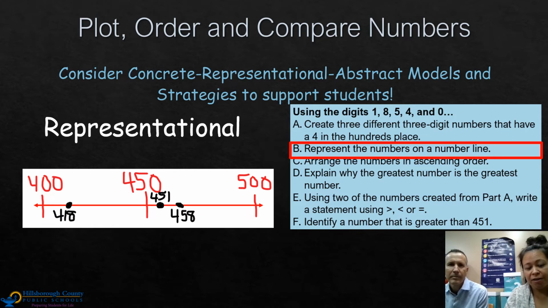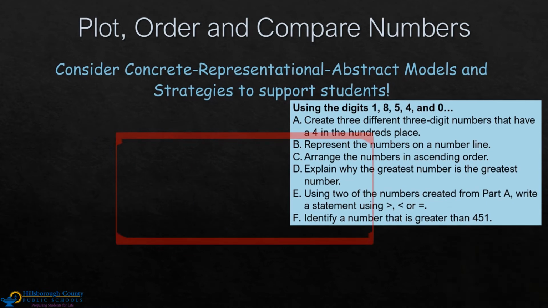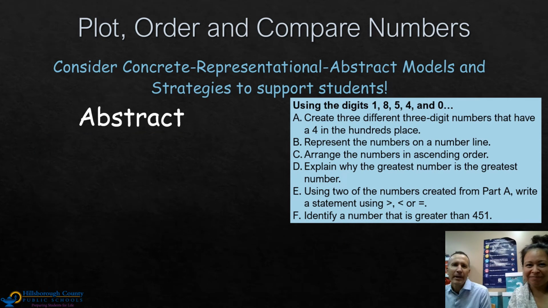You ready to move on to example C? Am I? Okay, here we go. I see abstract. That's what I was doing, I was using the abstract method. Yes, definitely. Experiences like letters C through F often lend themselves to representing numbers abstractly, which is why we want to make sure we give students experiences like A and B, that concrete and that representational, before we move on to more abstract understanding.